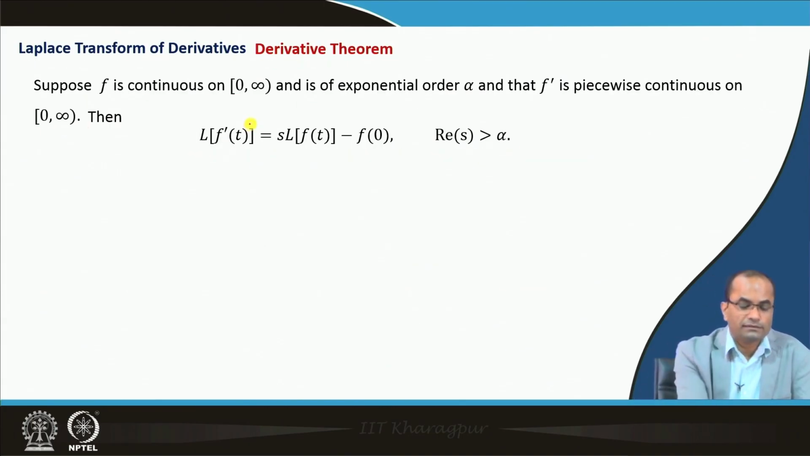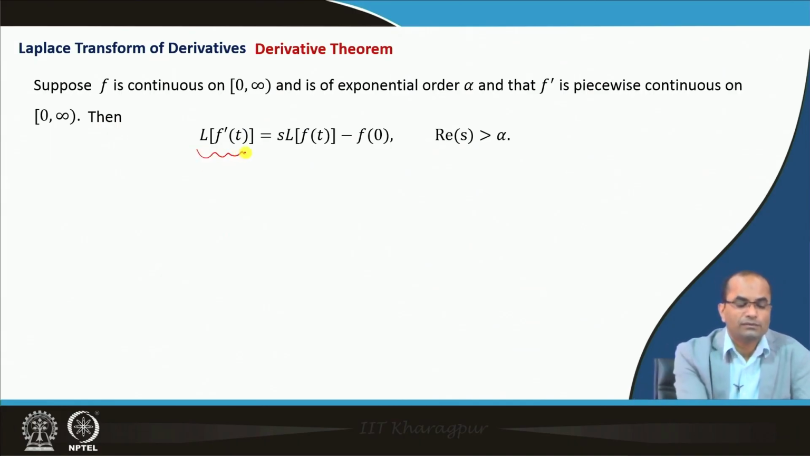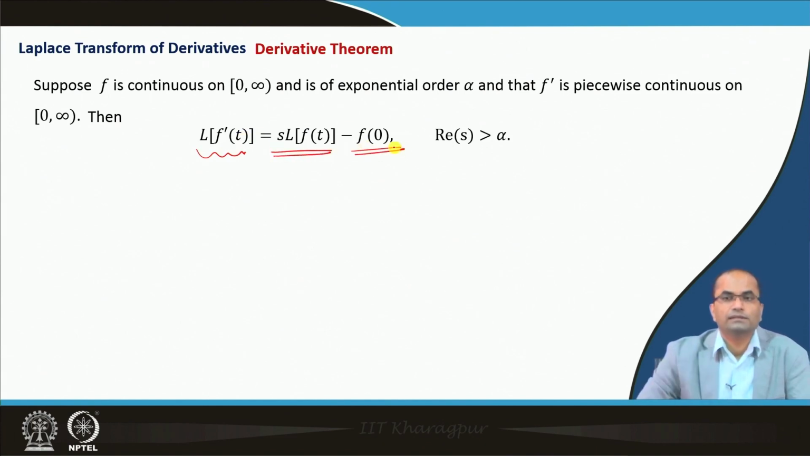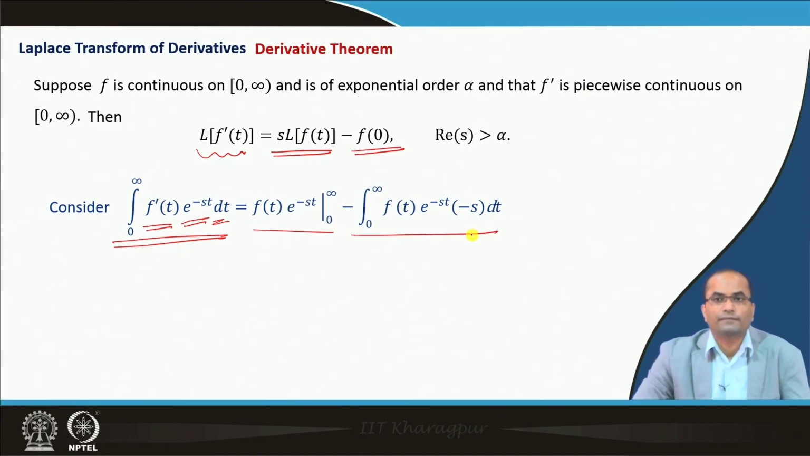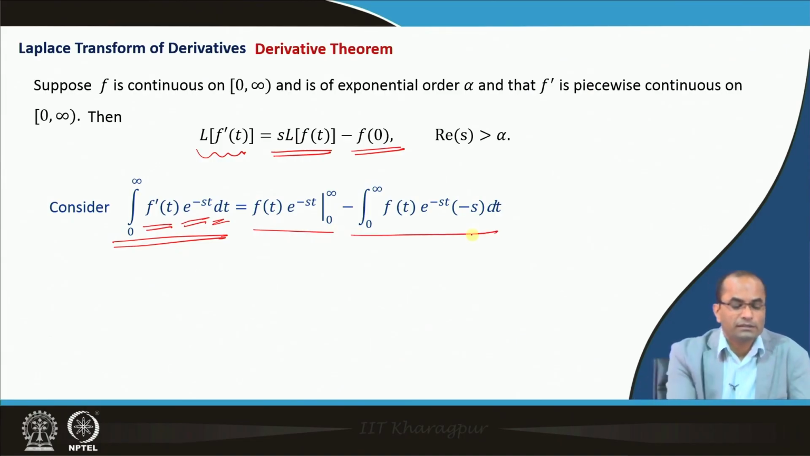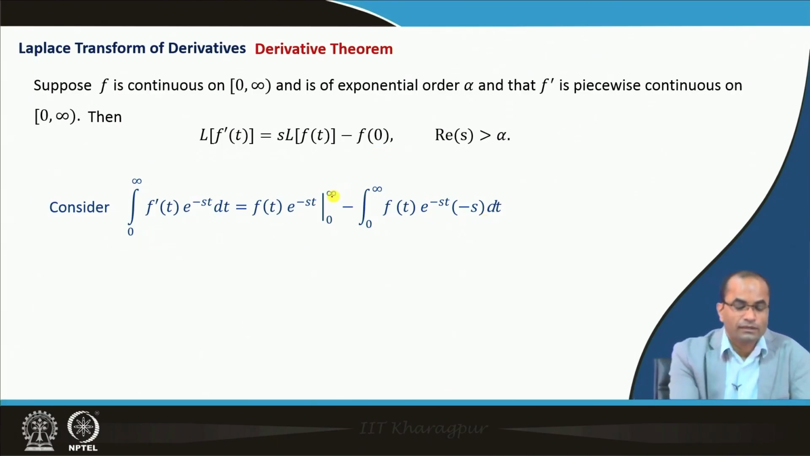And this property again says, similar to what we had in the Fourier transform, that the Laplace transform of the derivative is equal to s times the Laplace transform of f(t) minus f(0). So, we consider this integral from 0 to infinity of f prime(t) e to the power minus st dt, and then apply the idea of integration by parts. That means we have f(t) e to the power minus st with the limits, and then again here f(t) will be there with minus s e to the power minus st.